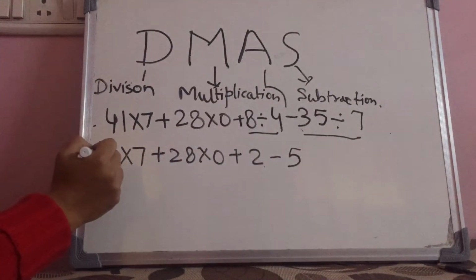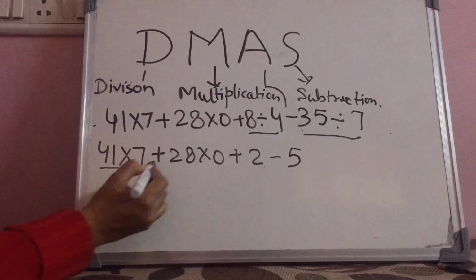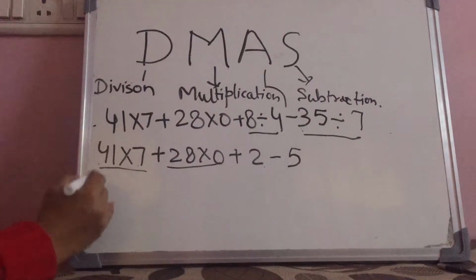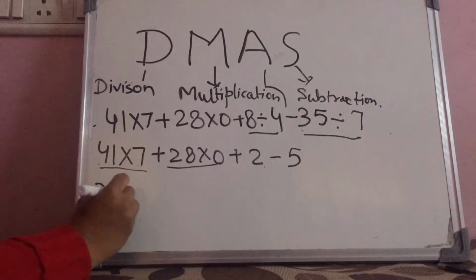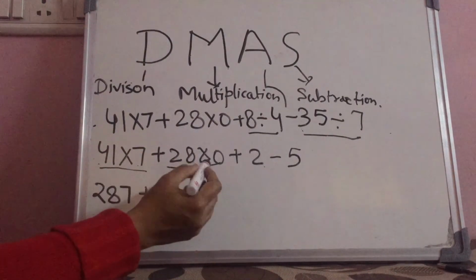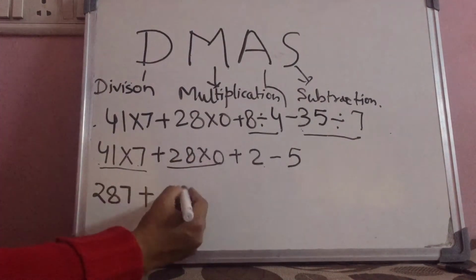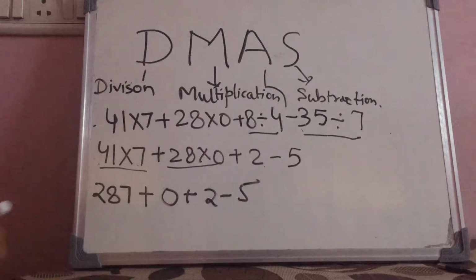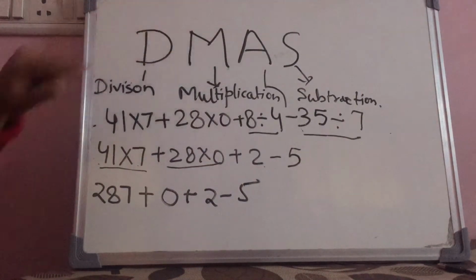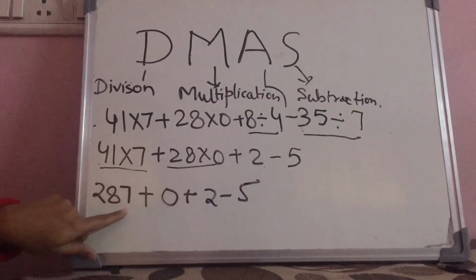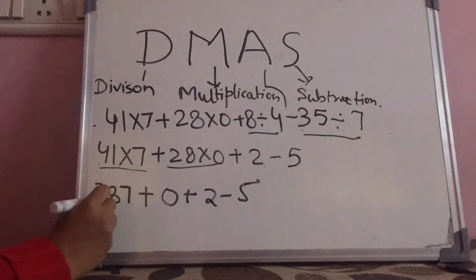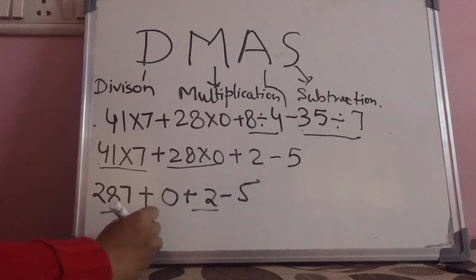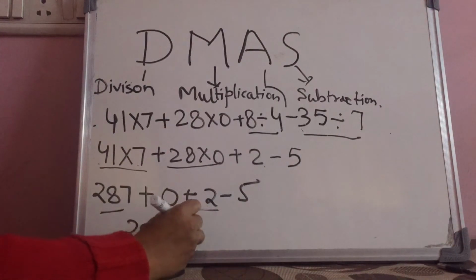In the second step we see where the multiplication is. Here is the multiplication. We will multiply and the rest we'll write as it is. It will be 287 plus, multiplying any number with 0 we get 0, plus 2 minus 5. Now the next step is addition. We'll add 287 with 2. We get 289 minus 5.